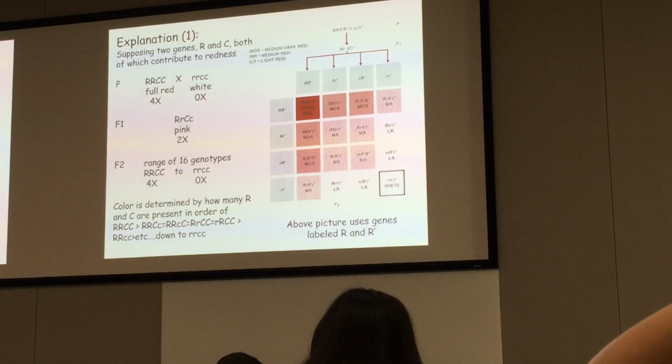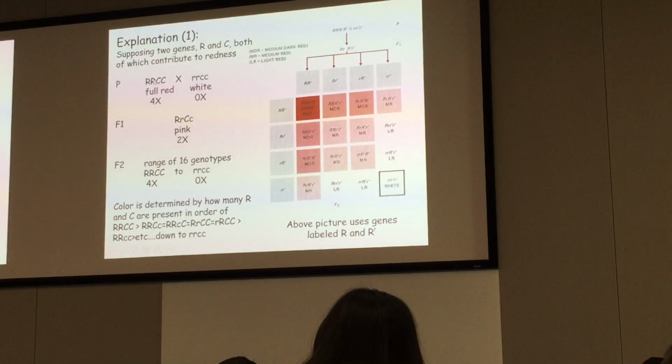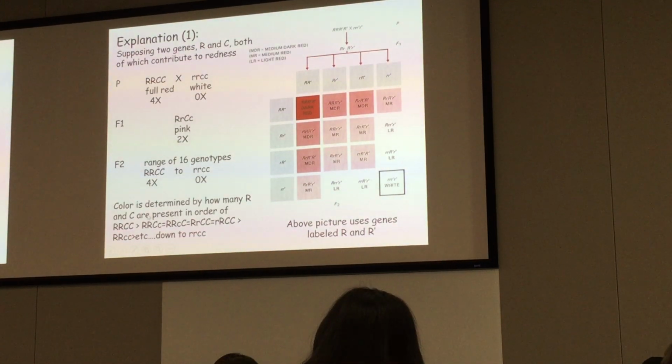We make the simple assumption that there's lots of background alleles, and we can say everybody's contributing a little bit. So let's suppose, in this case, all the capital letter alleles are contributing more or less equally to coloration. If you have more, you're more red. If you have intermediate, you're middle red, and if you have none, then you're not red. So we can say color is determined by how many big R and big C alleles are present.